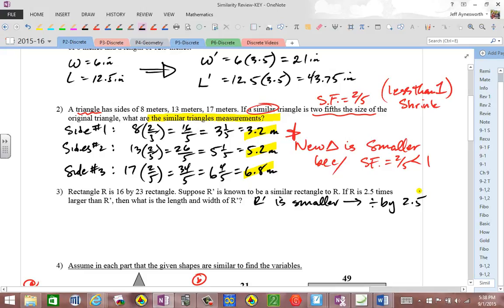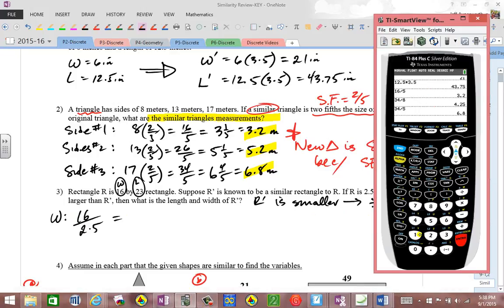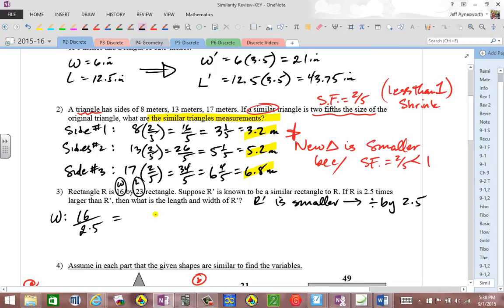Okay, so let's do that. We've got width 16, length 23. We're going to divide by the scale factor because we're getting smaller. For the width, I take 16 divided by 2.5. If you can't do it in your head, no big deal, use your calculator. Divide by the scale factor and you get 6.4, and that's going to be the width of R prime.